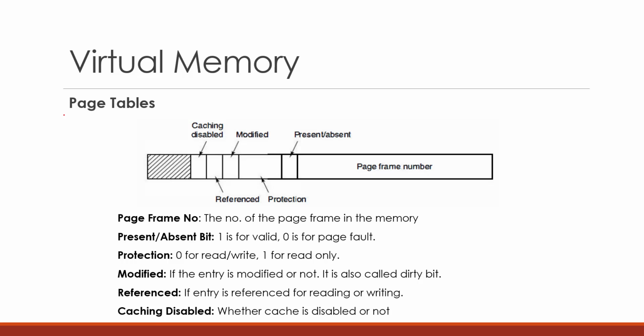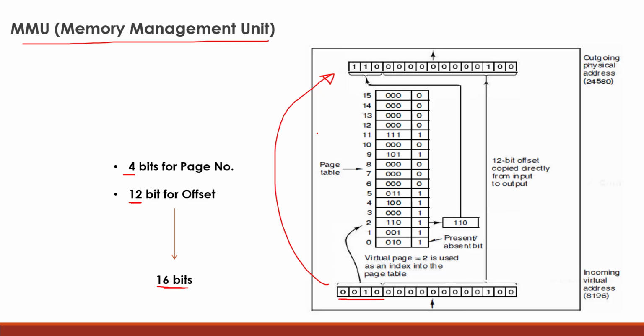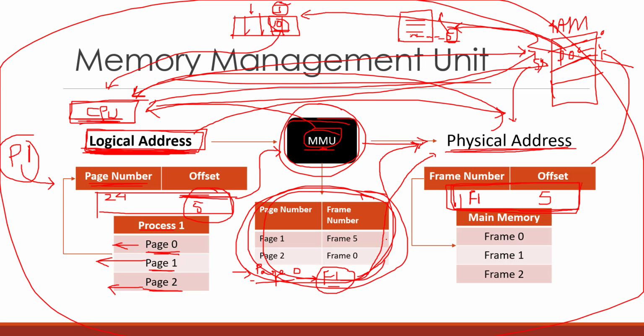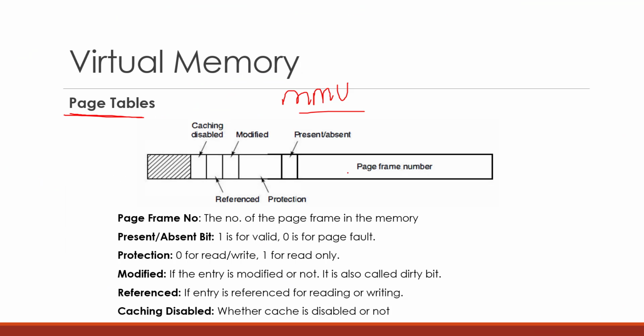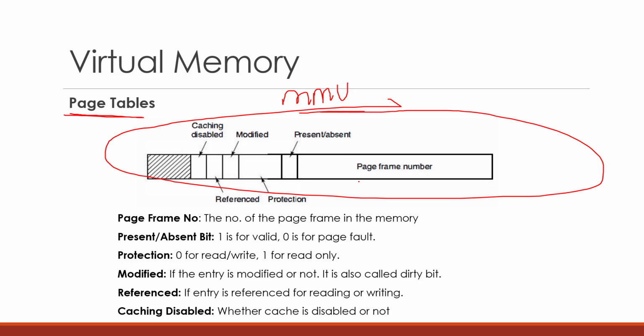Now we have been talking about page tables, so we know that the memory management unit (MMU) maintains the page table, and if you remember, it has the mapping of page numbers to frame numbers. But it doesn't only have that mapping, it has many other things. Normally a page table looks something like this. It has a lot of other information. It will have the page frame number, that mapping for sure. Then it has a present/absent bit: 1 is for valid and 0 for page fault.